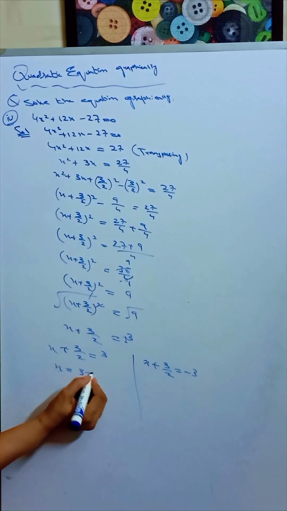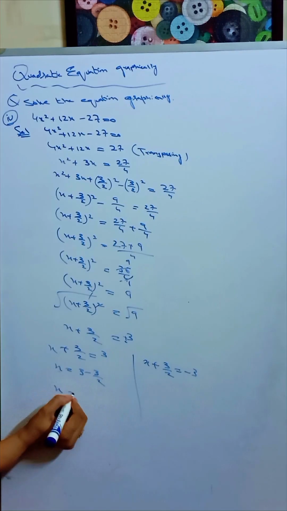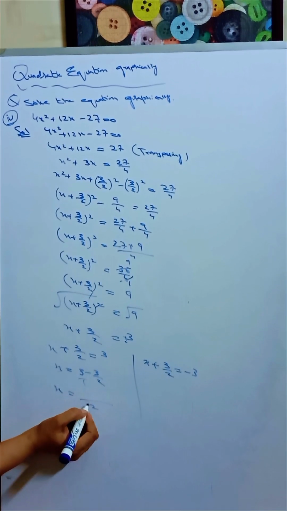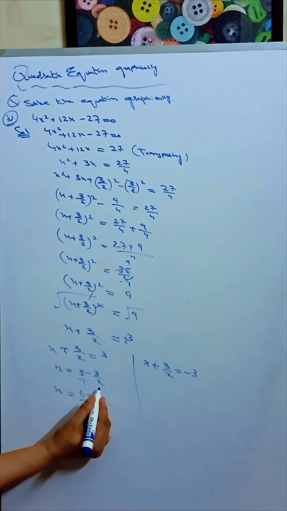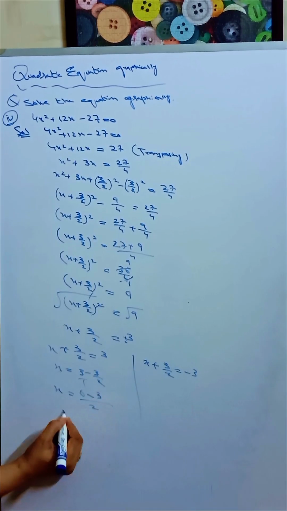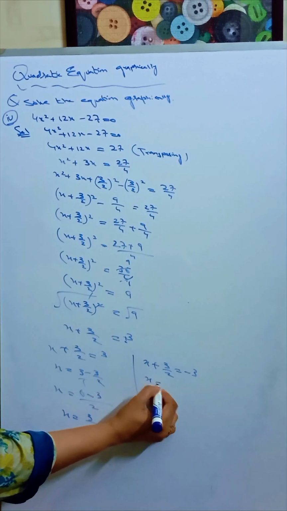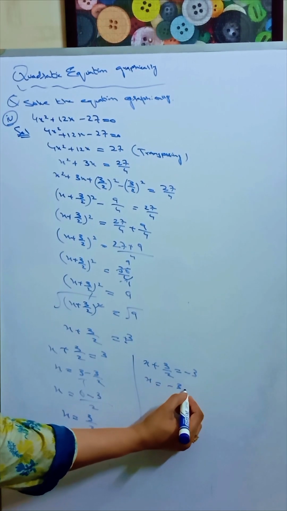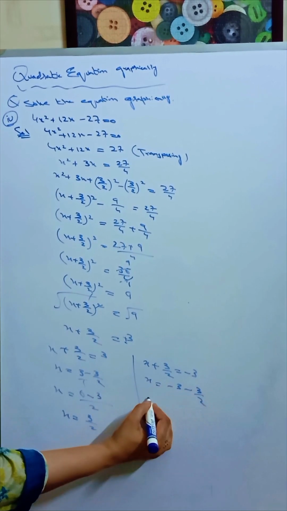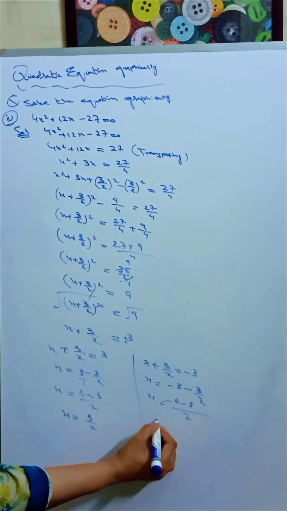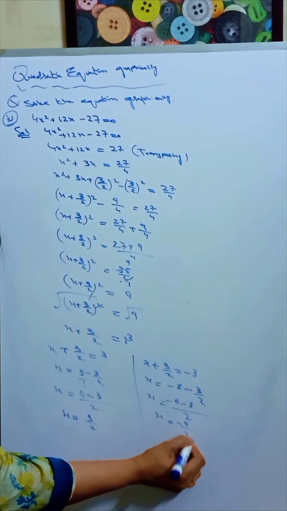x equals 3 minus 3 by 2. x equals, taking LCM 2, 6 minus 3 over 2. x equals 3 by 2. Alright. Now x equals minus 3 minus 3 by 2. x equals, take the sum, minus 6 minus 3 over 2. x equals minus 9 by 2.